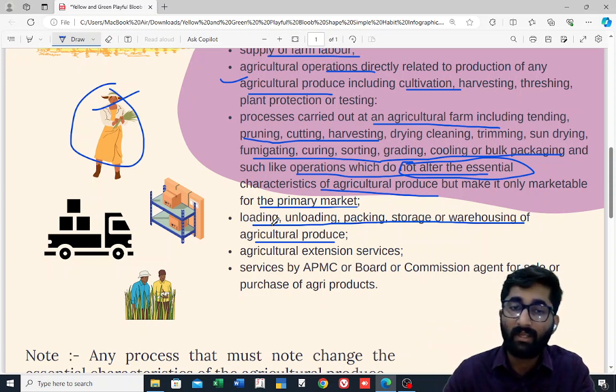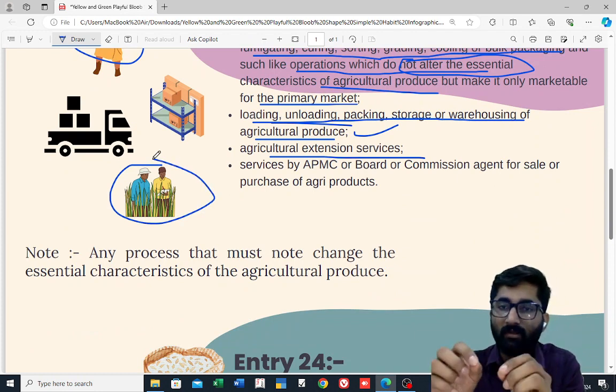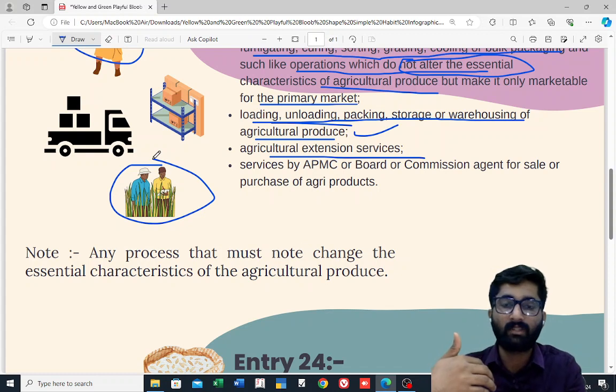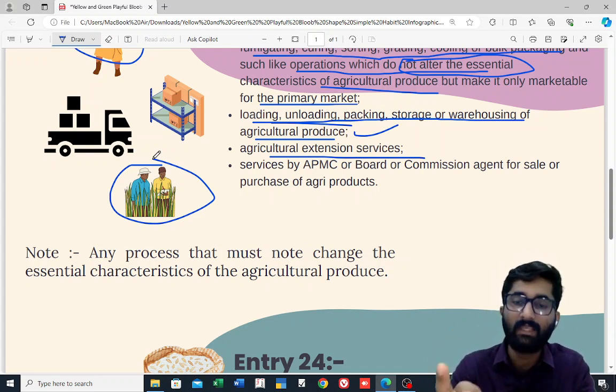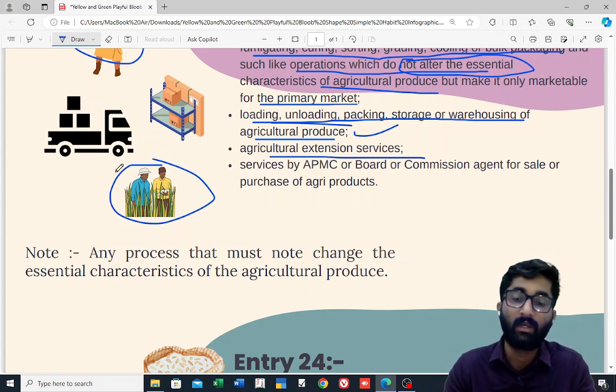So that covers loading and unloading of agricultural produce, and later agricultural extension services. What are agricultural extension services? There is one scientist here. He will look at the agricultural produce and he starts giving some suggestions to the farmer. So this is agricultural extension services. Anything related to educating the farmers is agricultural extension services.